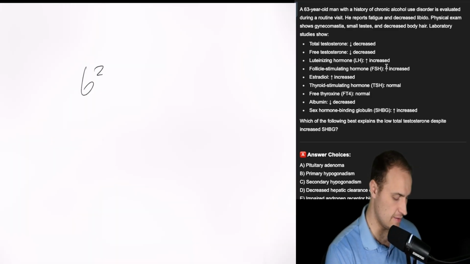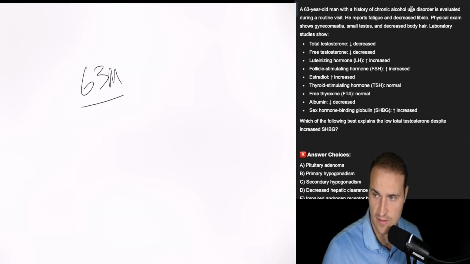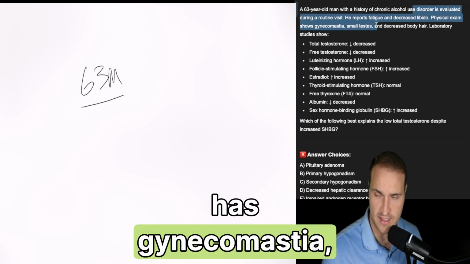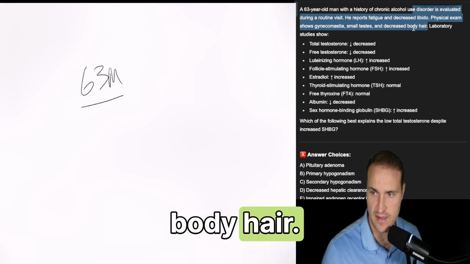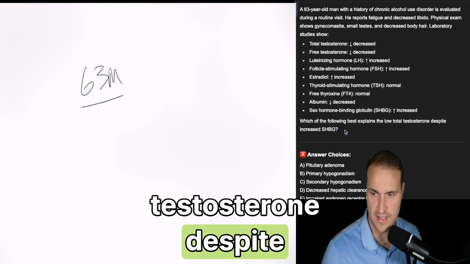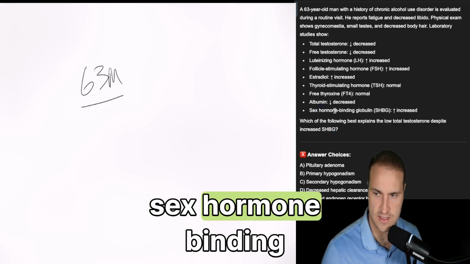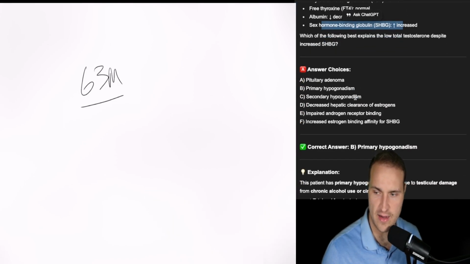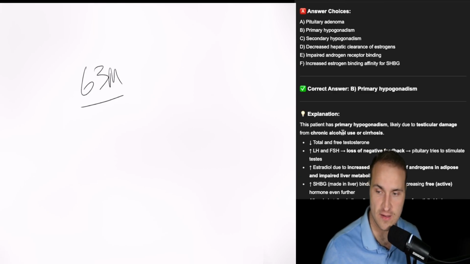All right, next question here. There is a 63-year-old man with a history of chronic alcohol use disorder. Physical exam shows gynecomastia, small testes, decreased body hair. What explains the low testosterone despite increased SHBG, sex hormone binding globulin? The answer is primary hypogonadism. It's because he drank so much alcohol and caused cirrhosis.